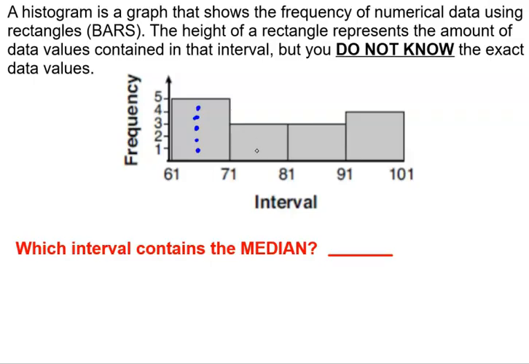In this second bar, we can see it reaches up to 3, so there are 3 values in that interval. Again, we don't know what they are. And here there are also 3, and in the last one there are 4.